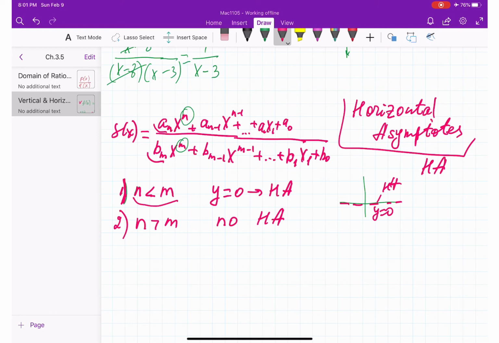And the third case, when n is equal m, then our horizontal asymptote is equal to the coefficient a_n, the coefficient of the highest degree of numerator, divided by the coefficient of the highest degree of denominator. Okay, so let's do examples.